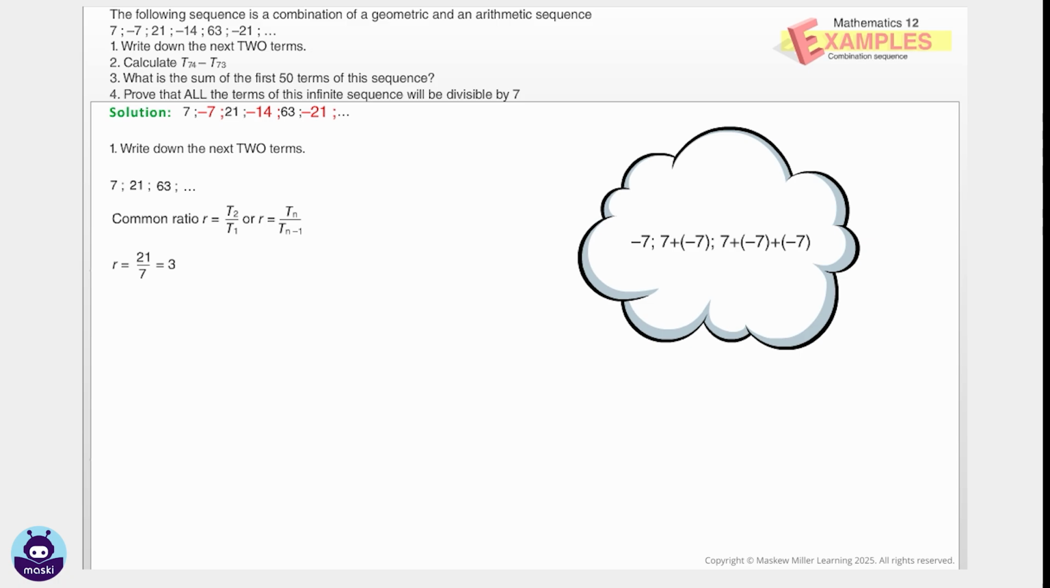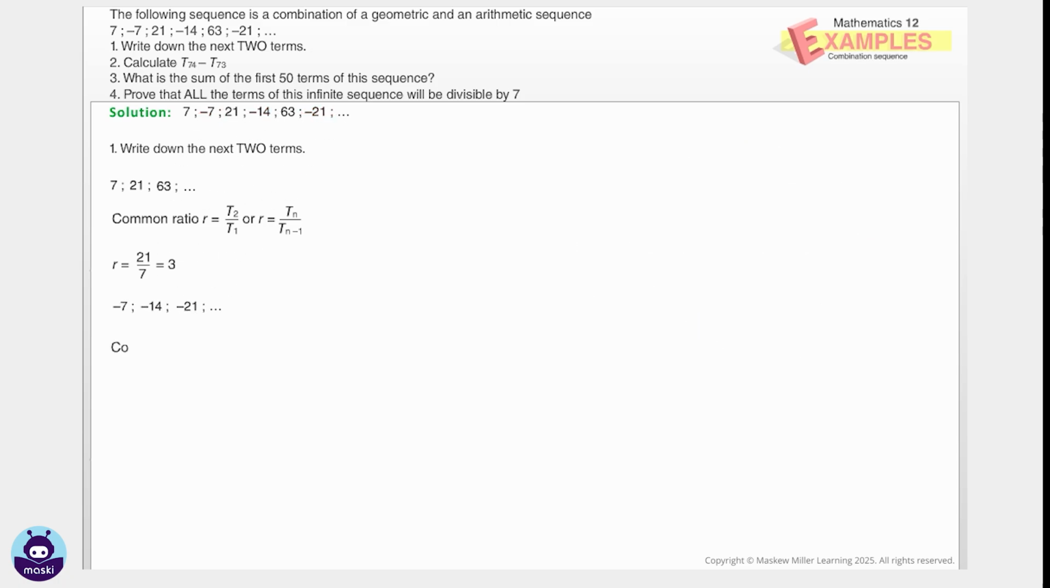Similarly, if we consider the second, fourth, and sixth terms of the combination sequence, we get an arithmetic sequence. The common difference of the arithmetic sequence is given by d equals t2 minus t1 equals tn minus tn minus 1. Substituting the values for the first two terms of the arithmetic sequence, we get d equals -14 minus -7 equals -7. The next two terms of the combination sequence are the seventh and the eighth term of the sequence.